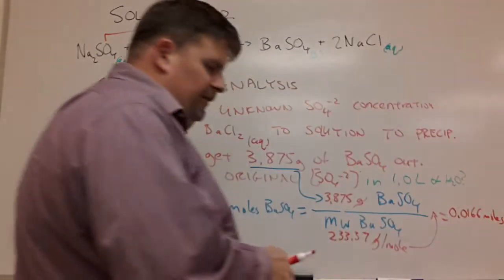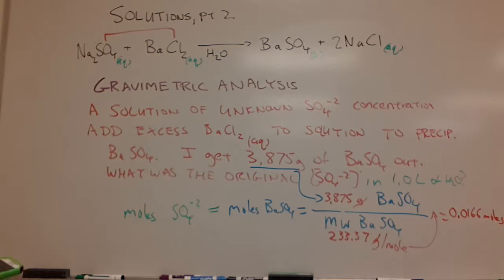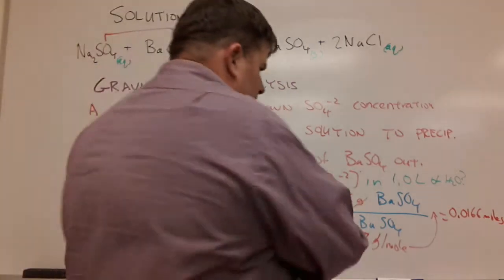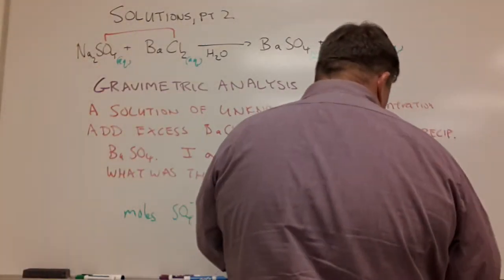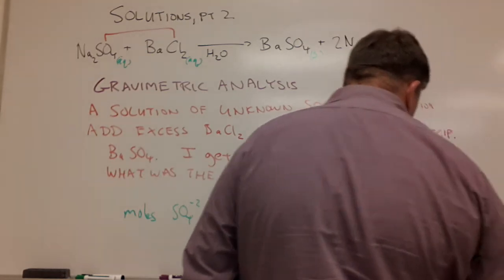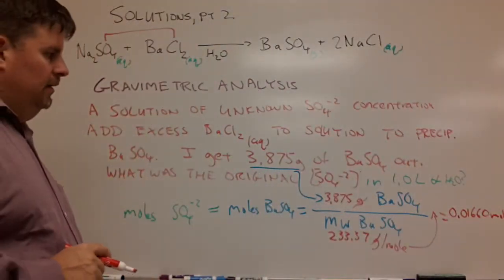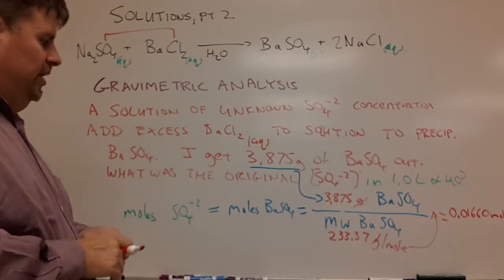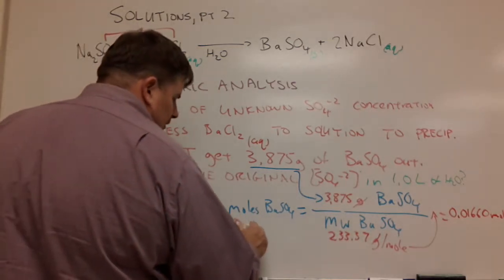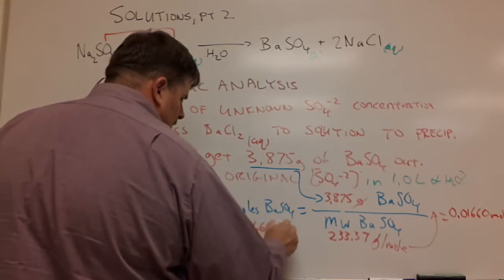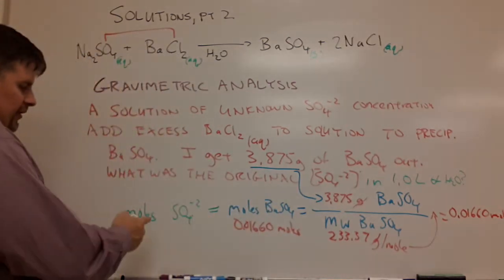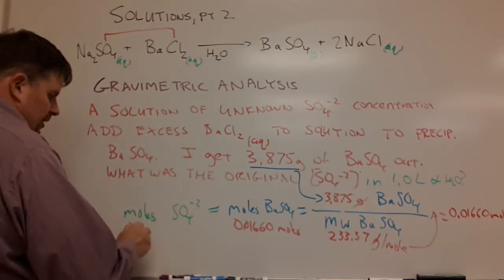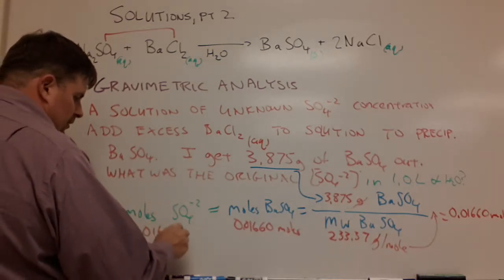All right, is that the right number of sig figs? My calculator is having some fun with me because that's not the right number of sig figs. So 3.875 divided by 233.37, and we get 1.660 moles. Okay? So 4 sig figs listed there. Okay, so 0.166 moles, so that's what my value is over here. Moles of barium sulfate, and over here, because those two are equal, I know that that's going to be the number of moles of sulfate.